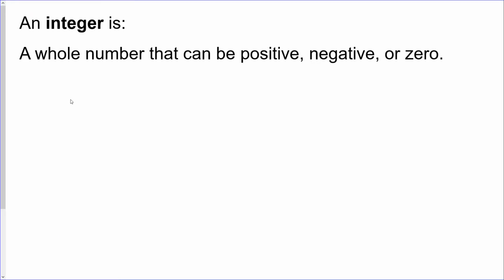A good definition for an integer is a whole number, very important, that can be positive, negative, or zero. You can have decimal numbers that are negative, that's just fine, but we typically don't call them integers, because an integer needs to be a whole number.